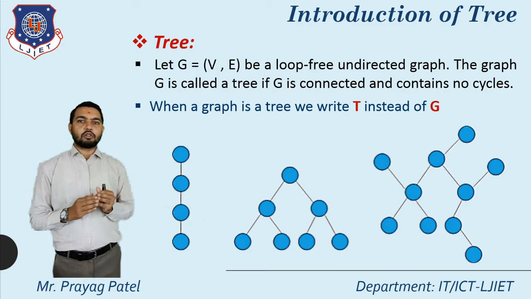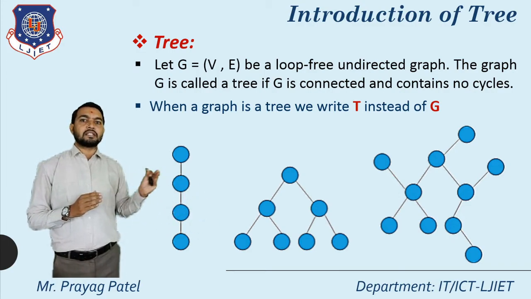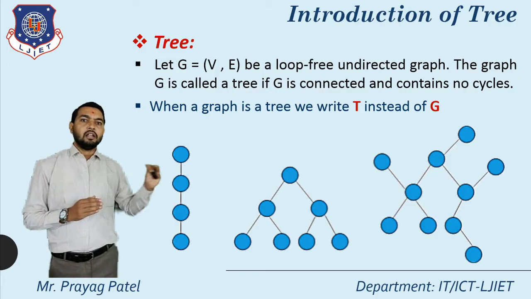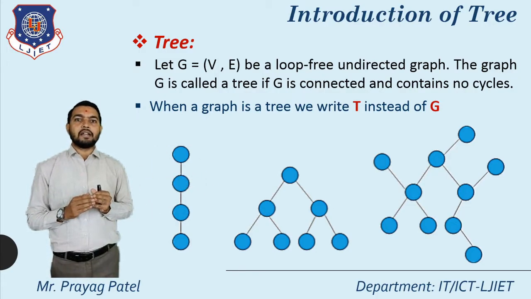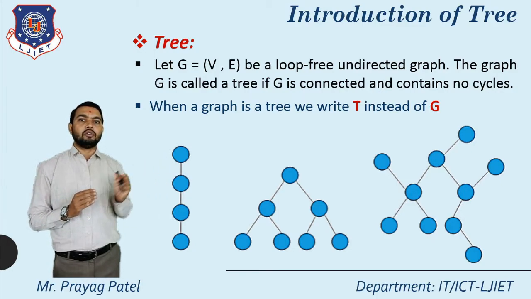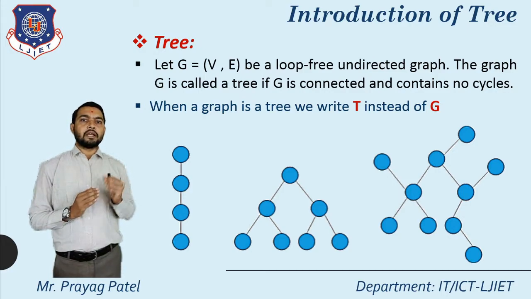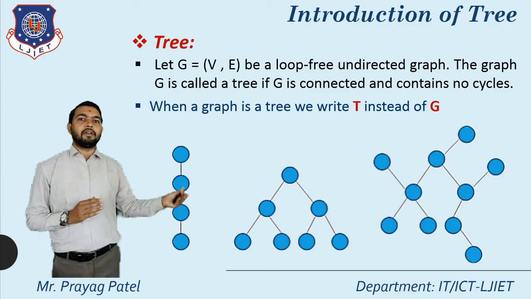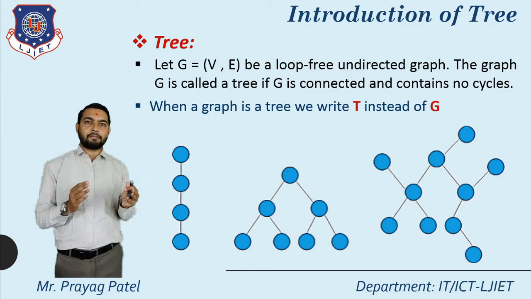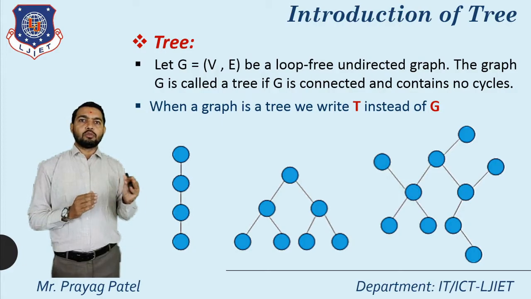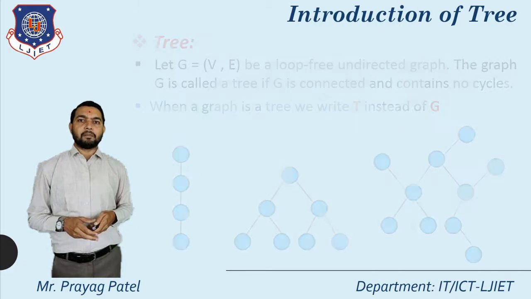Now the second figure is also considered a tree because in the second graph also there is no cycle. The third graph is also considered a tree because no cycle is available between these nodes. So when a graph is a tree, we write T in place of G. In a graph we represent it with capital G, and for a tree we use the capital T symbol.